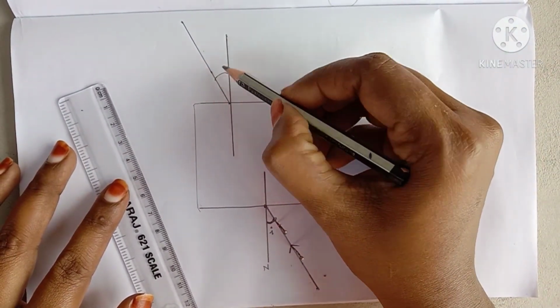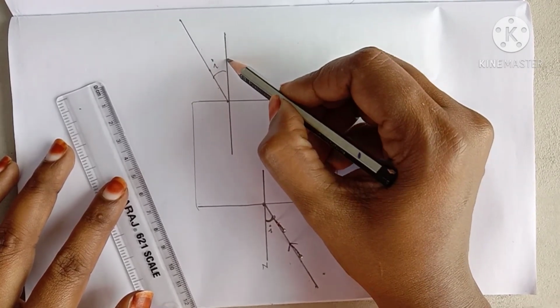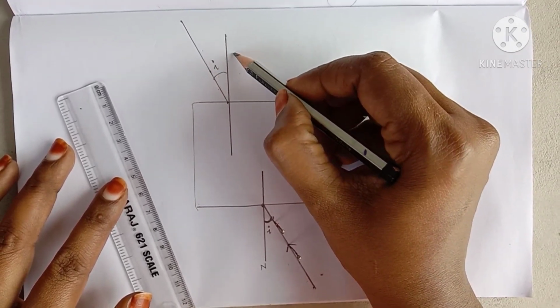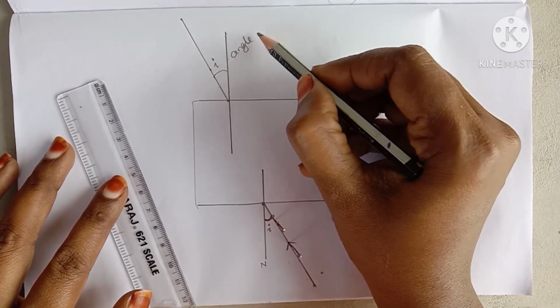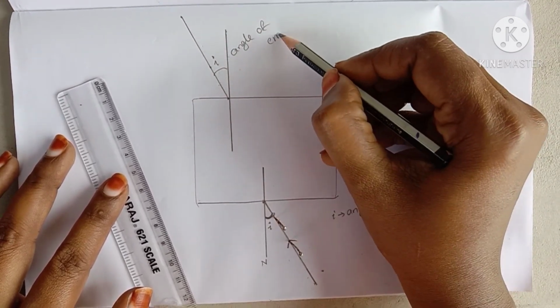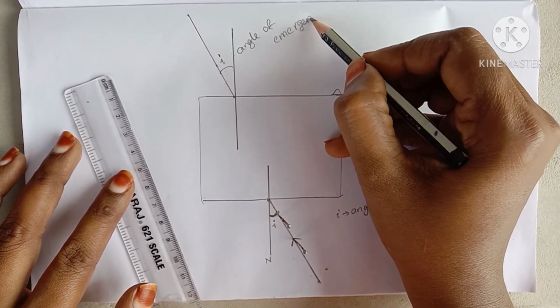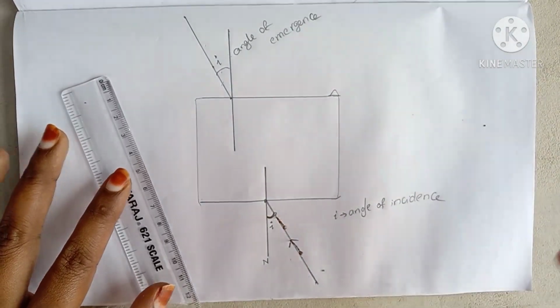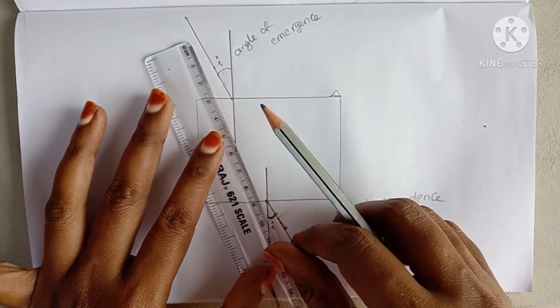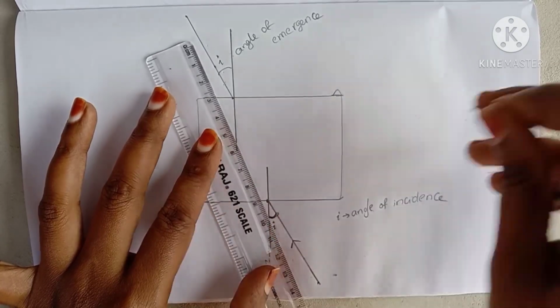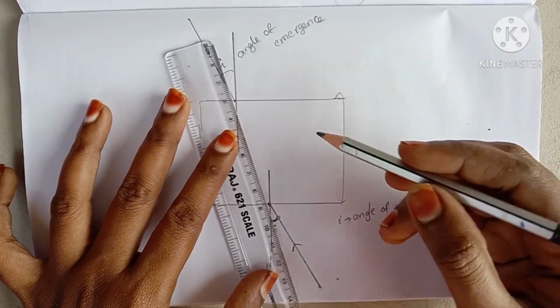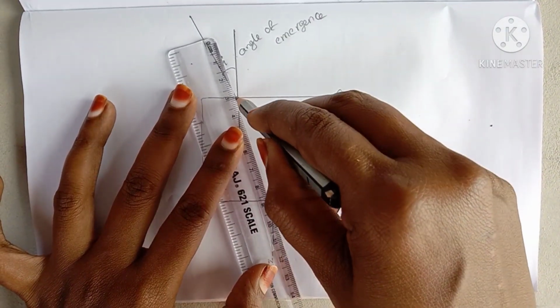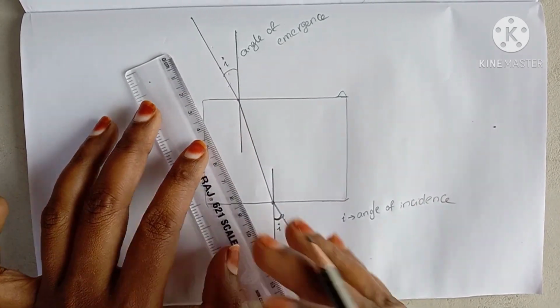The angle between these two is also represented with i, and that is called the angle of emergence. Angle of emergence. Now see here, we have to join those two lines.